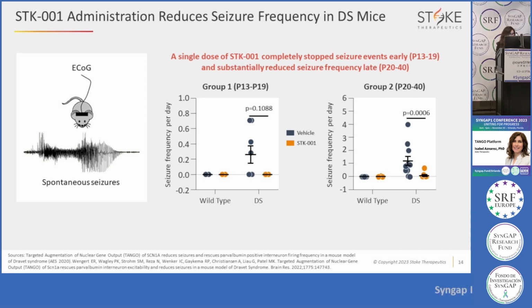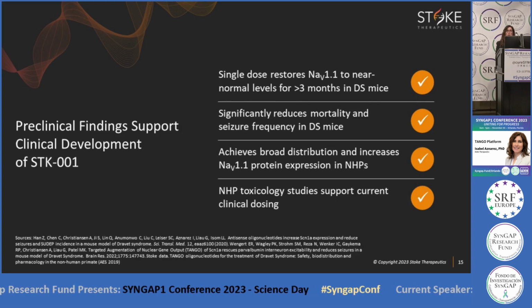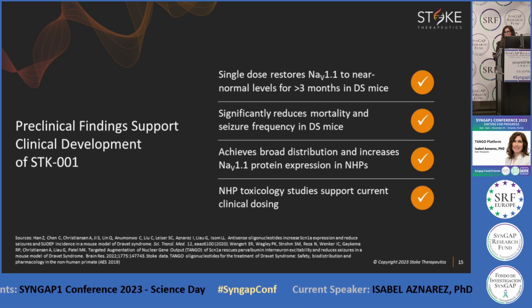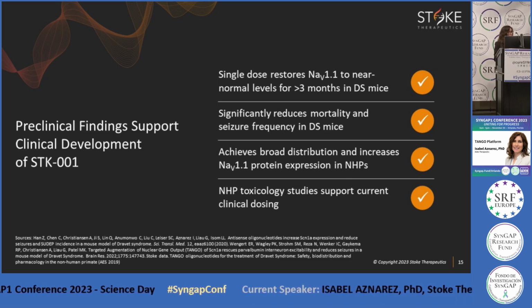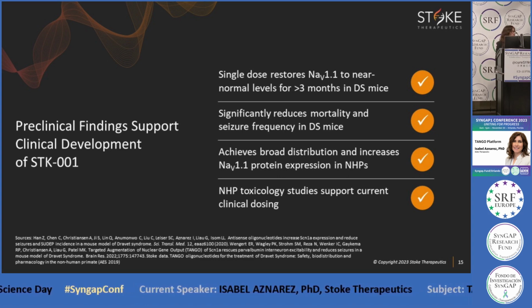So with a single dose of STK001, we are rescuing the survival, and we're also significantly reducing the spontaneous seizures in this mouse model. To summarize the preclinical package that supported the clinical development of STK001, in a Dravet mouse model, we're able to restore protein levels back to normal for more than 3 months. The restoration of protein levels led to a significant reduction in mortality in this mouse model and a significant reduction in seizure frequency.